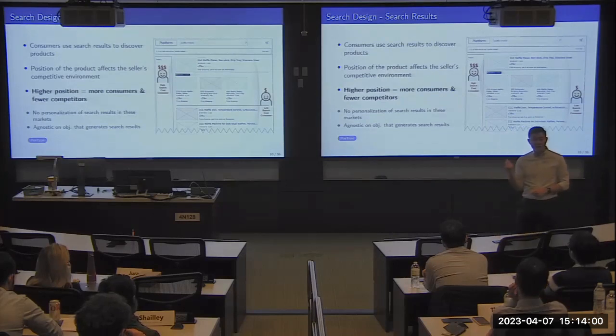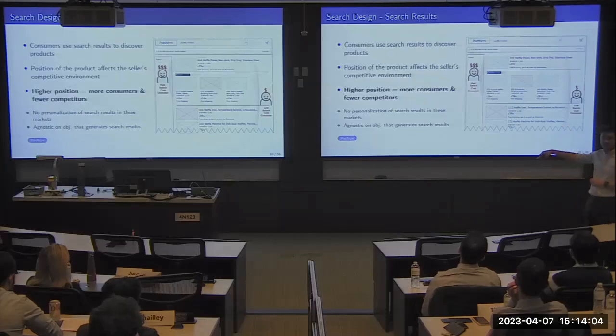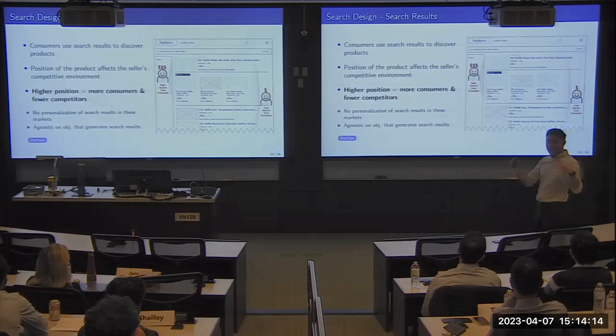I'm going to be pretty agnostic about the objective function that generates the search results, because my script is going to observe realizations of these search results, which are stochastic. And so it's sufficient that I know what search results a consumer might see if they're searching for these terms.